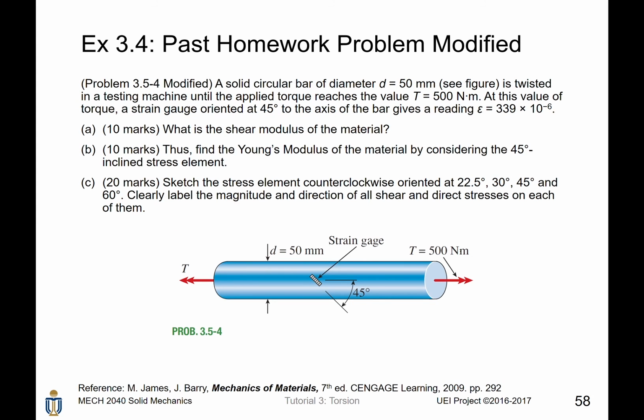Let's quickly go through a past homework problem. A solid circular bar of diameter d equals 50 mm is twisted in a testing machine until the applied torque reaches the value T equals 500 Nm. At this value of torque, a strain gauge oriented at 45 degrees to the axis of the bar gives the reading of epsilon equals 339 times 10 to the power minus 6. You are asked to determine the shear modulus of the material, the Young's modulus of the material by considering the stress element, as well as sketch the stress elements counterclockwise oriented at different angles.